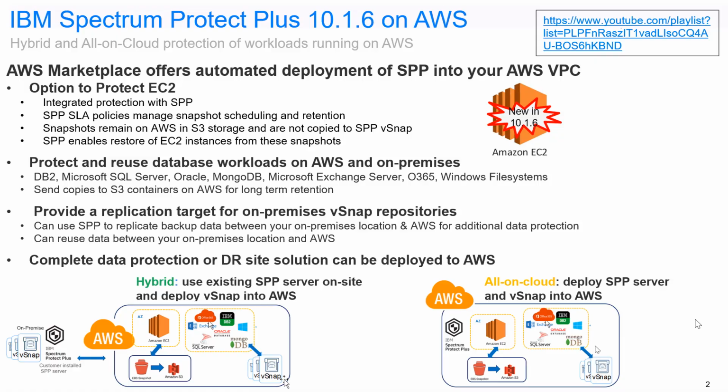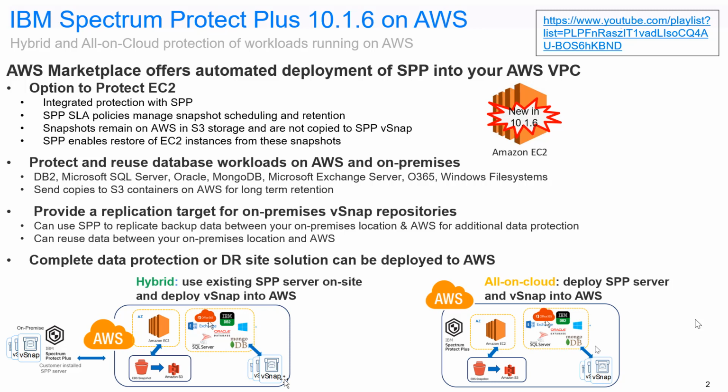So in summary, I just showed you how you can now enable the protection of EC2 via snapshots when you are setting up Spectrum Protect Plus inside of AWS Marketplace. This will automatically create an IAM user who is registered to Spectrum Protect Plus, as well as an SLA, which will be set up inside of Spectrum Protect Plus to do scheduled backups of EC2.